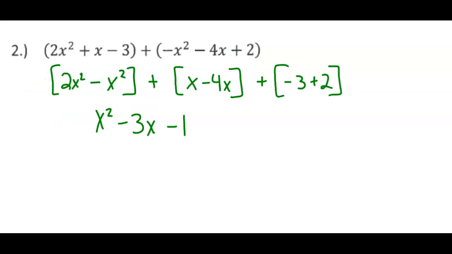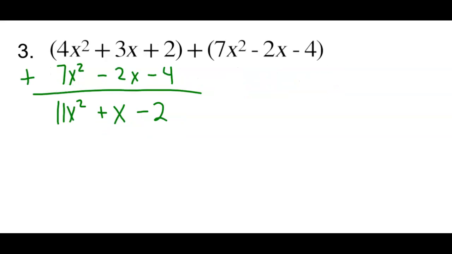Number 2, I chose to do grouping of like terms. So my 2x squared plus my negative x squared, and to that I'm going to add my x plus my negative 4x, and to that I'm going to add my negative 3 plus my 2. Okay, here I'm going to get x squared minus 3x minus 1. The sign of this solution goes in between your terms.